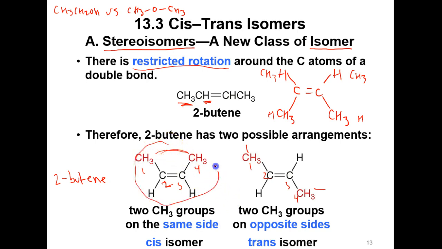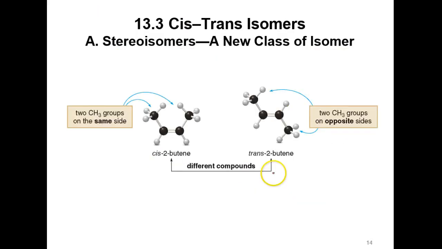This one is called the cis molecule. So we always have to have different names for them. This is the cis. Cis means the same side. Cis, same side. Trans means the opposite sides. So this would be called cis-2-butene, and this would be called trans-2-butene. Here are the names right here: cis-2-butene versus trans-2-butene.